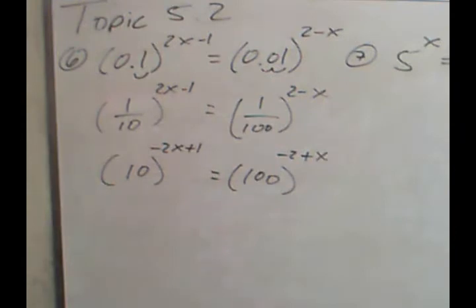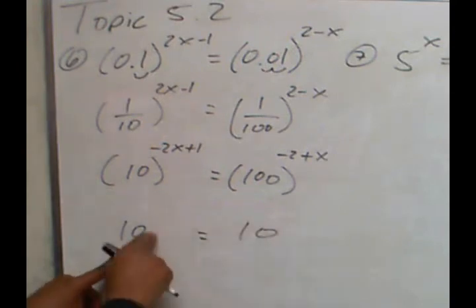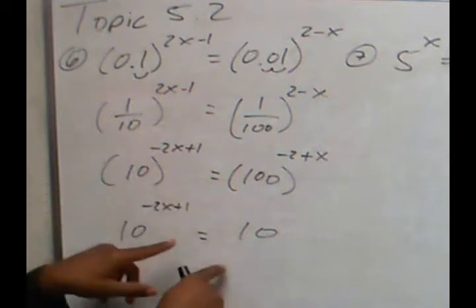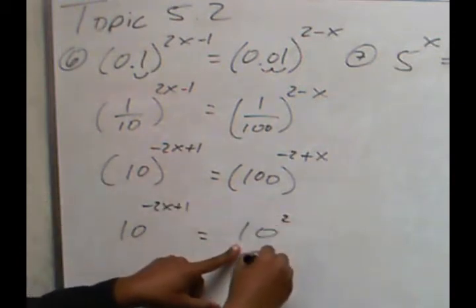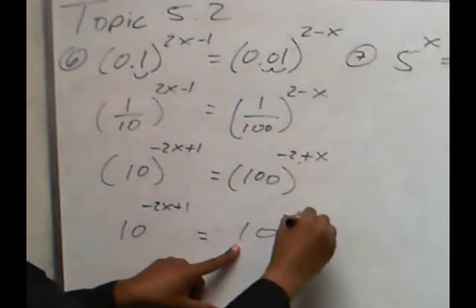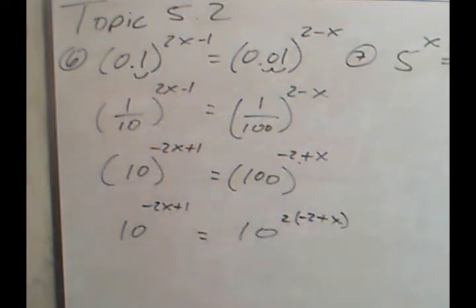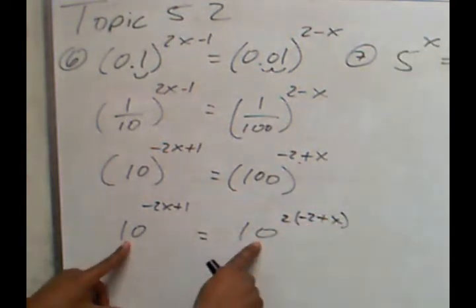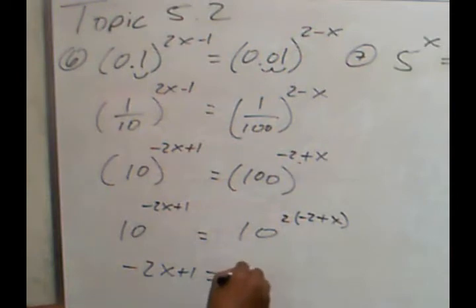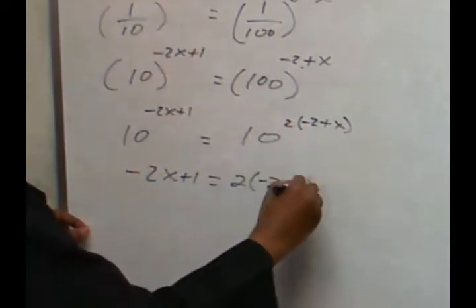Okay. Now from here, to get a common base, the common base will be 10. This will remain 10 to the negative 2x plus 1, because it's still 10. This becomes 10 to the second power, times the exponent, which is negative 2 plus x. Since we have common bases, we can equate the exponents. So this means that negative 2x plus 1 is equal to 2 times negative 2 plus x.